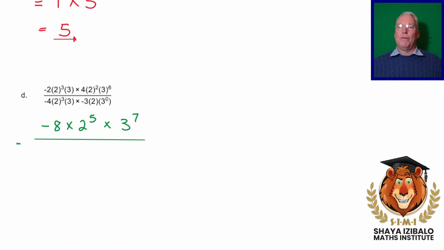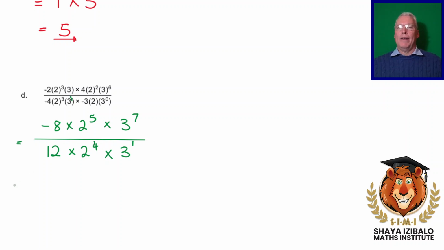Okay? We hope that you realize that we're always working downwards, right? And we're always underlining our answer. On the bottom, we've got a negative times a negative. We've got a positive 12. We've got 2 to the 3 times a 2. That's 2 to the 4. We've got a 3 times a 3 to the 0. That's just 3 to the 1. So 3 to the 1 plus 0.